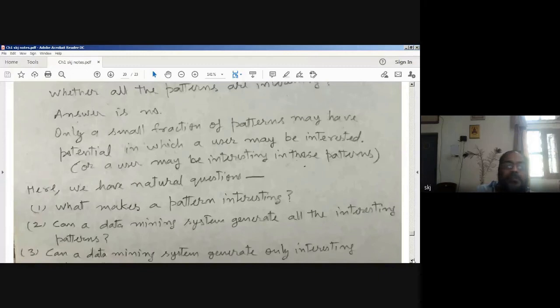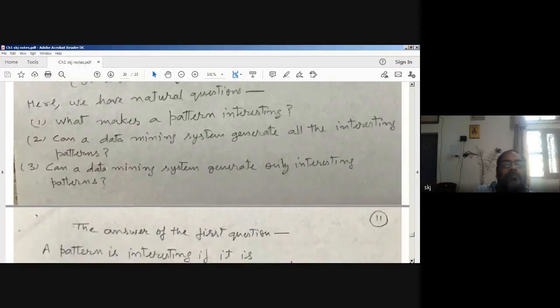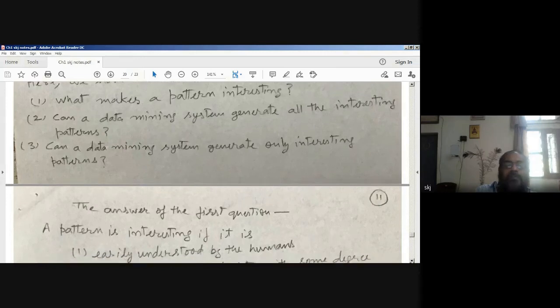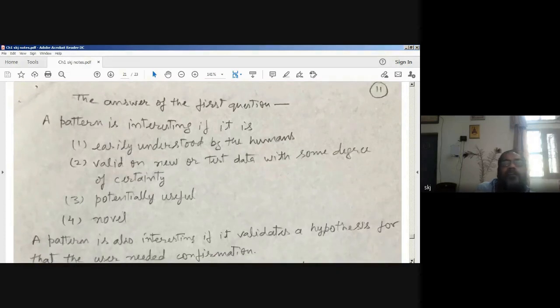So here we have natural questions. What makes a pattern interesting? Can a data mining system generate all the interesting patterns? And one more question: can a data mining system generate only interesting patterns? Let us try to understand some possible answers to these questions. The answer to the first question: a pattern is interesting if it is easily understood by humans.